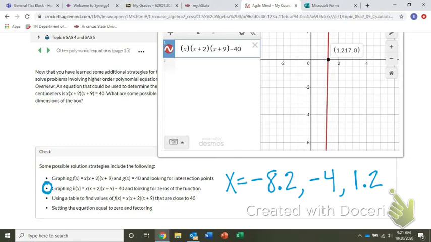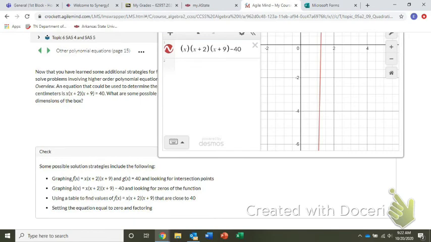Remember, you can always use the table, second graph. And if you wanted to, you could set it equal to 0 and you could just solve it. I recommend the graphing. Okay? Just another way to solve these problems. That's all we're doing. Just solving the problems by graphing, by solving, looking at the tables, all kinds of ways.